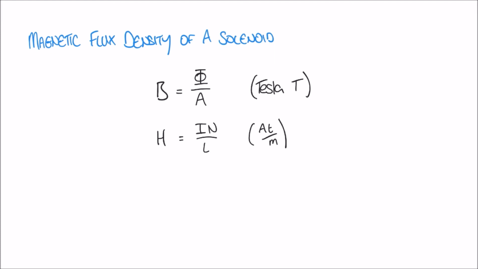In this video, we're going to look at how these two terms are linked to one another. They're linked by this formula here, which is B equals mu naught H. So B equals mu naught H. Now we know what B and H are, but we have a new term here, mu naught, which is called the permeability of free space.